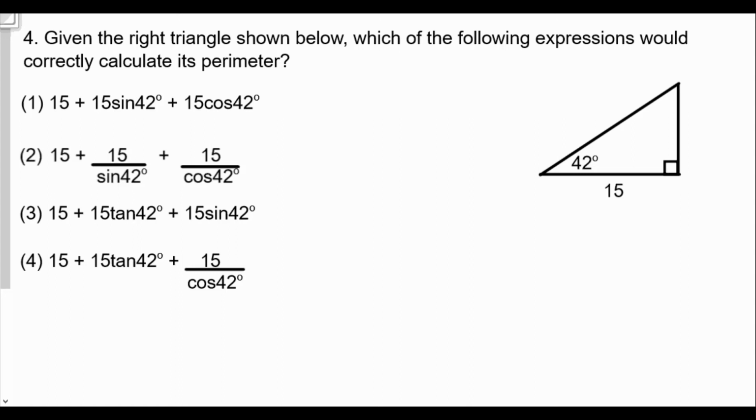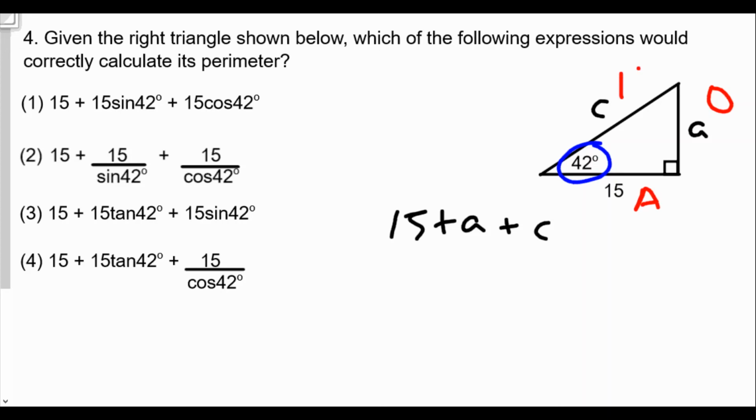What we can do is call this A, and I'll call this C. And so the perimeter would be, in this case, 15 plus A plus C. But now we've got to figure out what A and C are. Well, we use trigonometry. Based upon the angle here, 42, we're going to look at the ratio of sides. So here, A is the leg opposite of the angle, 15 is the leg adjacent to the angle, and C is the hypotenuse.